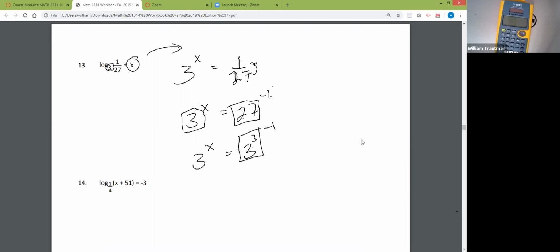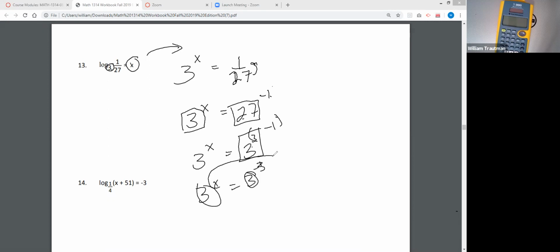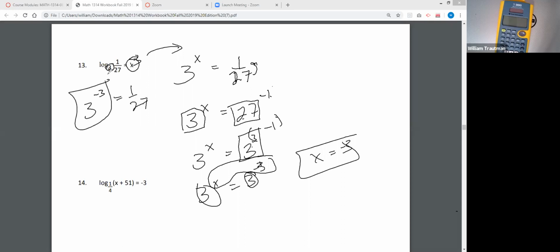And we talked about if you have a power raised to a power, you can multiply those. 3 to the x equals 3 times negative 1, which is 3 to the negative 3 power. If the bases are the same, then the powers are the same. X equals negative 3 is the answer. And sure enough, 3 to the negative 3 power does equal 1 over 27. And we'll verify that on our calculator really quick.